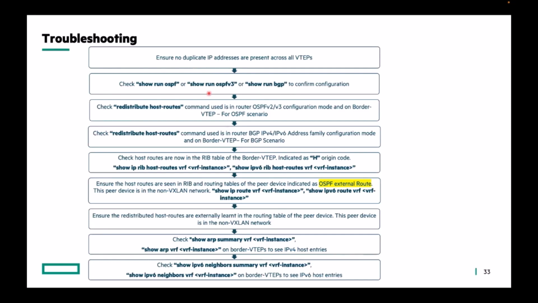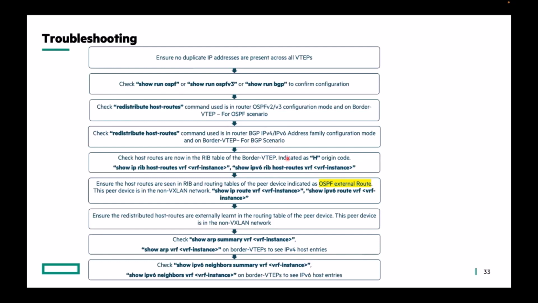You can also check the configuration of the redistribute host route with these commands. Ensure that it's there in those contexts. Sometimes we may get confused with the EVPN context where we are redistributing, which is already there, right? Ensure the command is present in the context on the border VTEP. That is where it matters, right? The redistribute host route should be on the border VTEP. Similarly, for BGP, it should be on the border VTEP under the context.